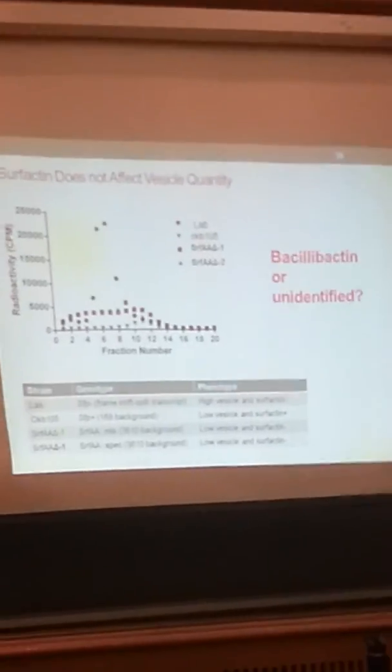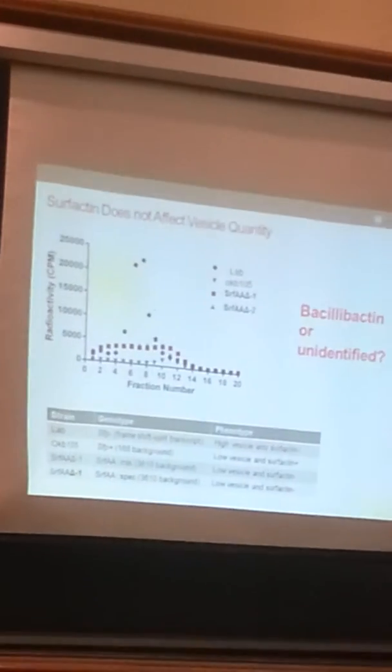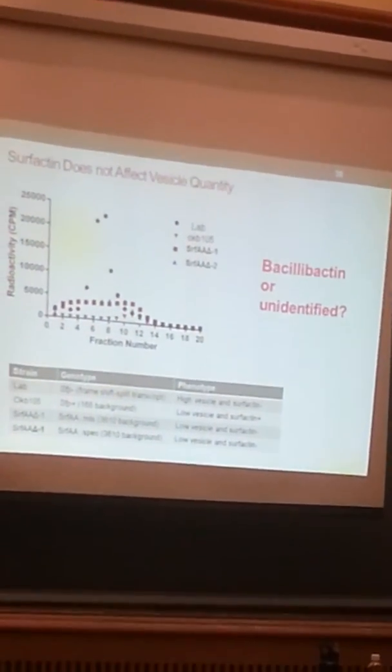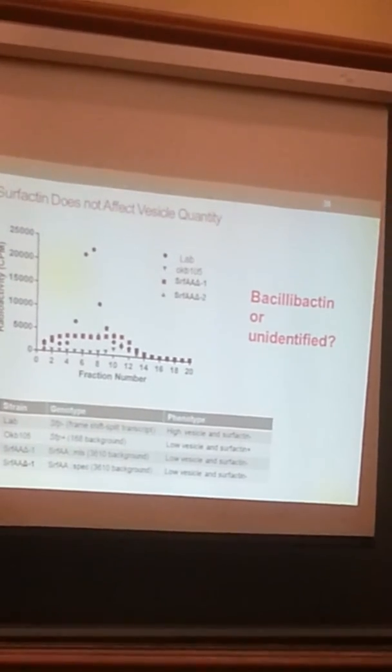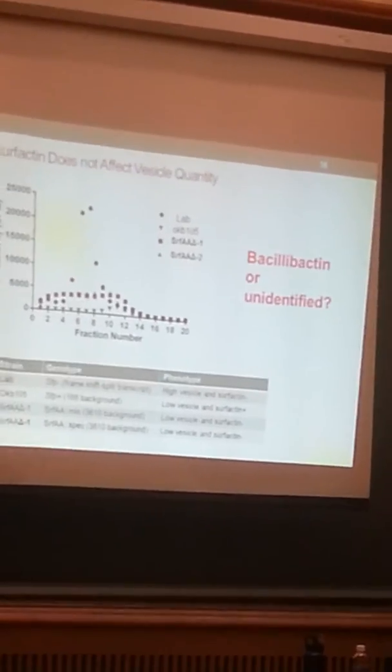So one experiment I can do, remember this SrfA, is take my environmental strain and delete the srfA gene. So instead of affecting SFP, I affect something else in that pathway. And I find these maroon and green triangles, they still have really low vesicle production. So surfactin is probably not affecting this. It's SFP itself.